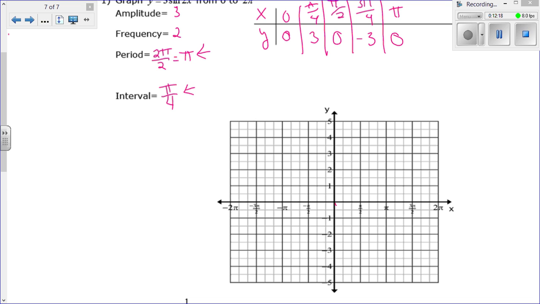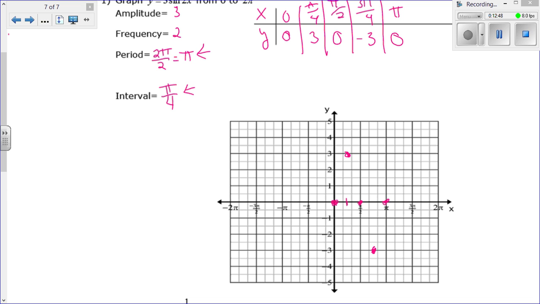So I have the point 0, 0 on my graph. And then pi over 2 is here, so that means pi over 4 has to be halfway in between. And halfway in between, my value is 3. And then at pi over 2, I'm at 0. And then 3 pi over 4 will be halfway between pi over 2 and pi, and that is at negative 3. And then at pi, I'm at 0.